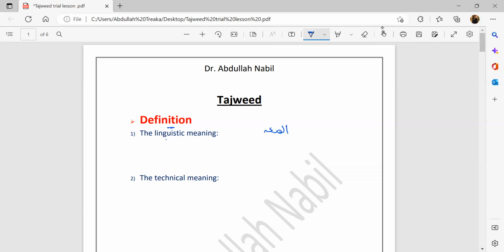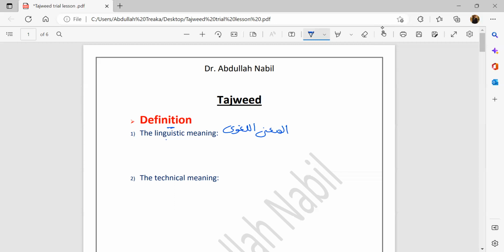This definition is stated by the scholars of language. So scholars of language put this definition. You will use this definition whatever science you study. So in Tajweed, the definition will be the same as the definition in any other science.